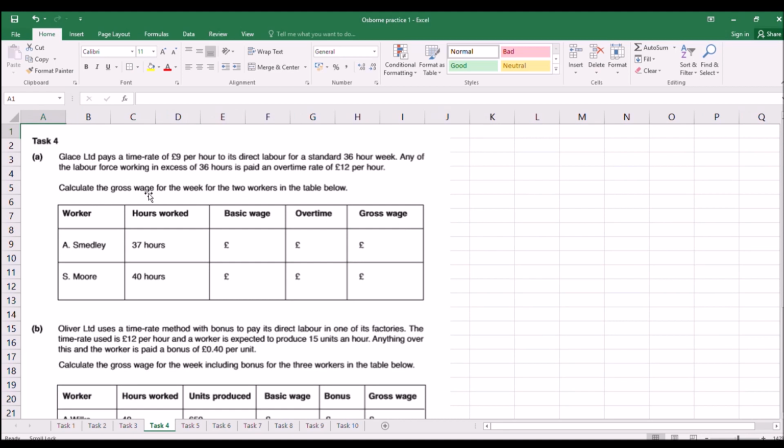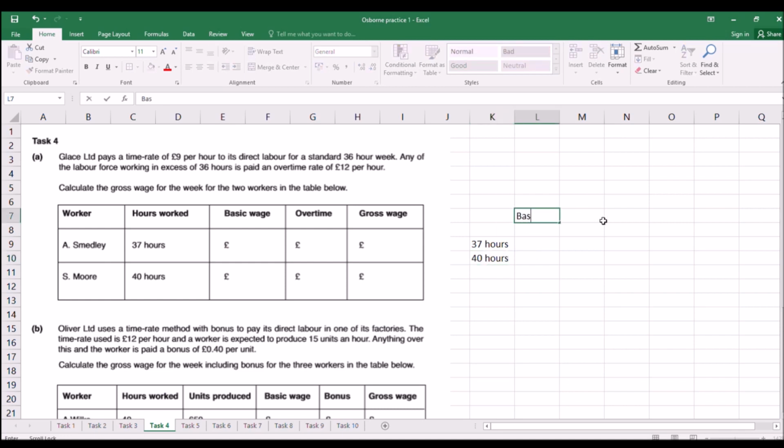Okay, Glace Limited pays a time rate. Okay, £9 an hour to its direct labour for a standard 36-hour week. Any labour working in excess of that is paid an overtime rate of £12 an hour. Okay, that's quite nice. Calculate the gross wage. So we're going to have basic, and we're going to have the overtime rate coming in, and okay. Right, so 37 hours and 40 hours.